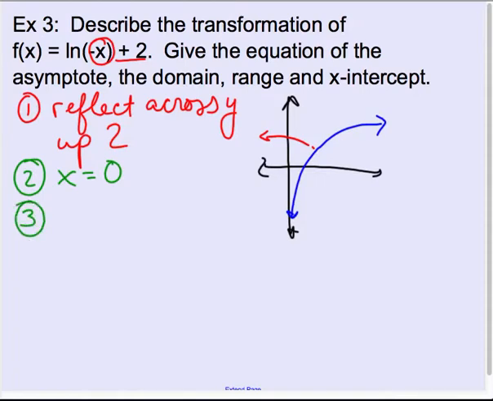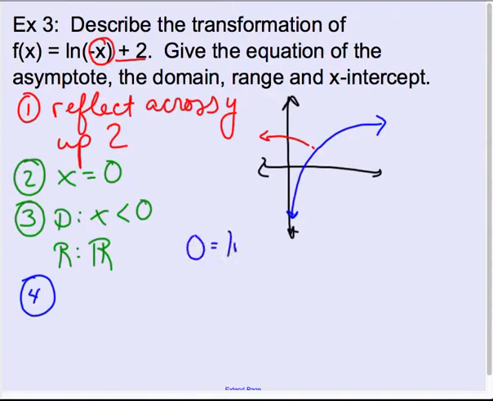So the domain and range, remember the domain for log functions is linked closely to the equation of the asymptote. In this case, because we reflected it across the y, our domain is now x is less than 0. And the range is still all real numbers. So for our last piece, the x-intercept. The x-intercept occurs when y equals 0, so I can substitute 0 for f of x.